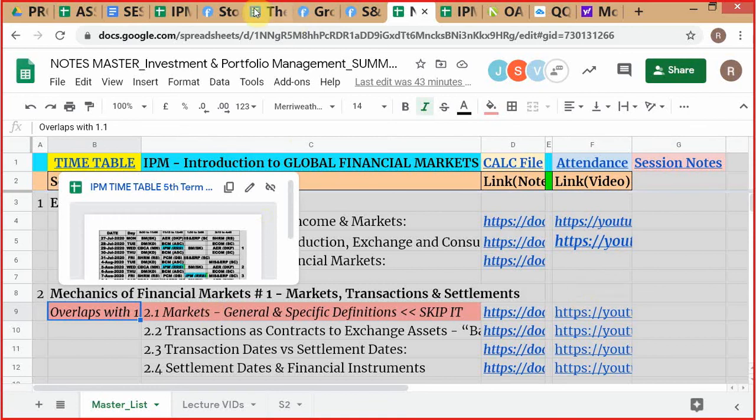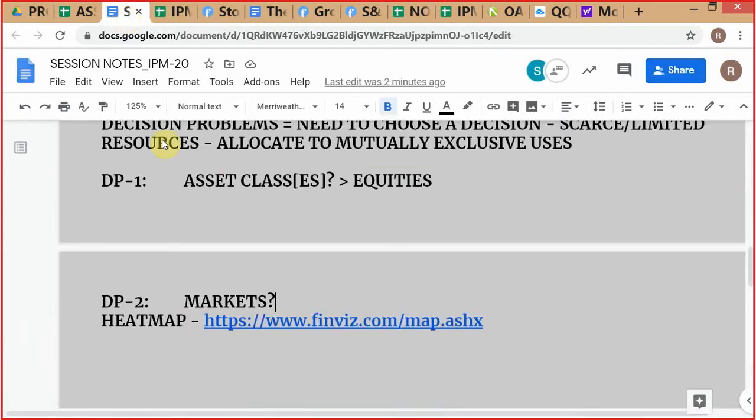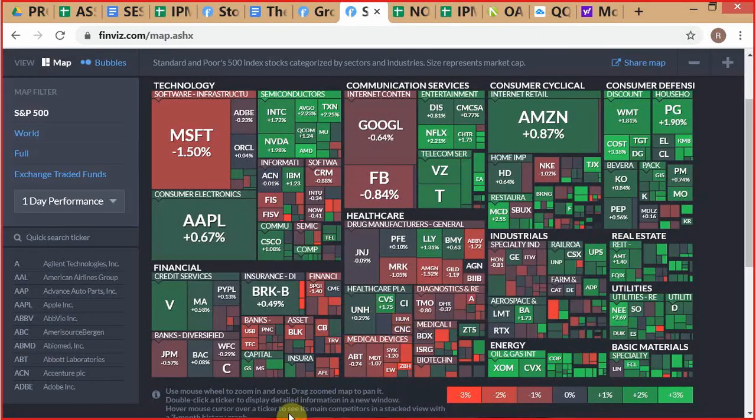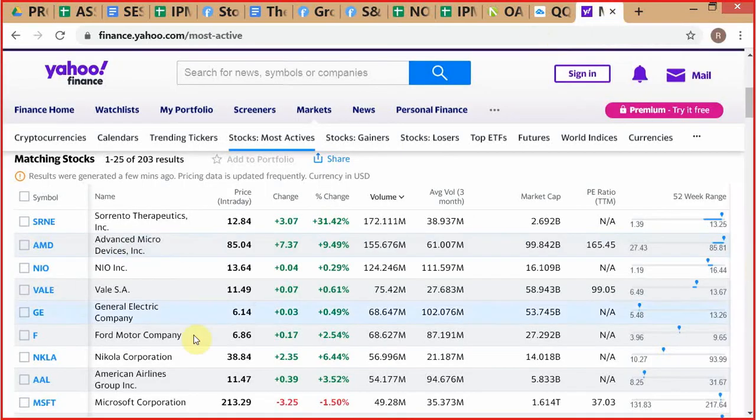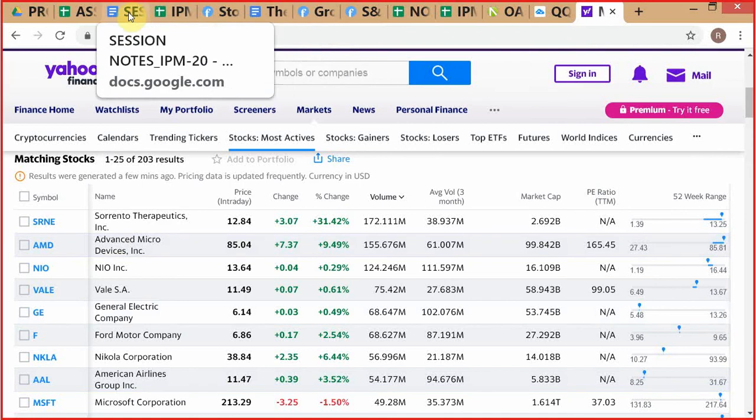So the markets. We are coming to the second question, which is: which markets? I've decided equity. But when I go to equities and I start looking at this, I get very, oh my God, look at the number of stocks. There are so many stocks. Which one should I follow? Here also I see 203 stocks. I'm very confused now. Which one should I choose? Which stock should I even follow?